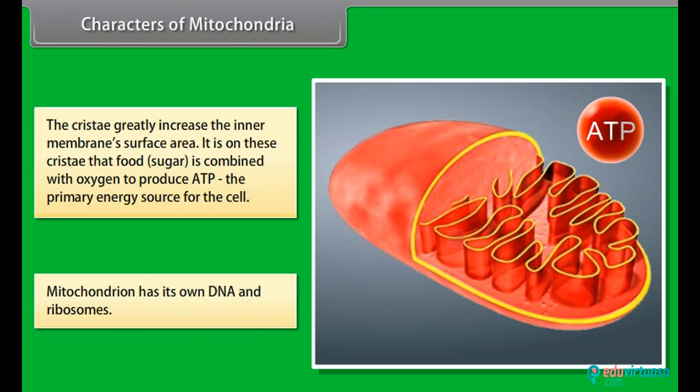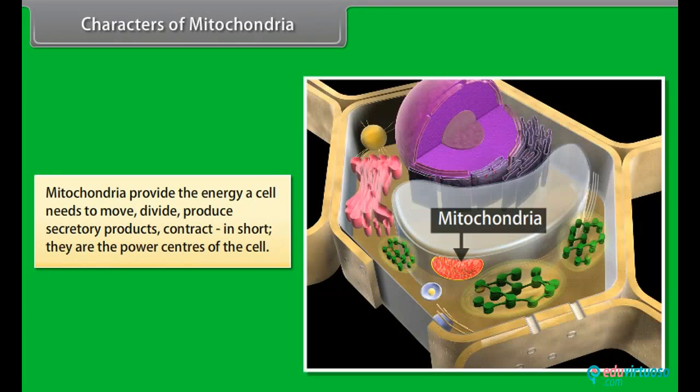Mitochondria has its own DNA and ribosomes. Mitochondria provide the energy a cell needs to move, divide, produce secretory products, and contract. In short, they are the power centers of the cell.